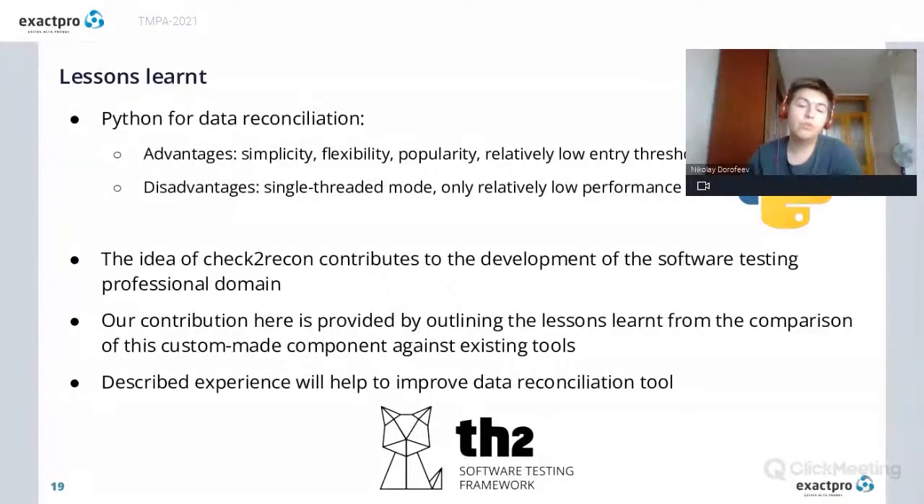The idea of Check2Recon contributes to the development of the software testing professional domain. Secondly, our contribution here is provided by outlining the lessons learned from the comparison of this custom-made component against existing tools. And finally, this experience will help to improve the data reconciliation tool.